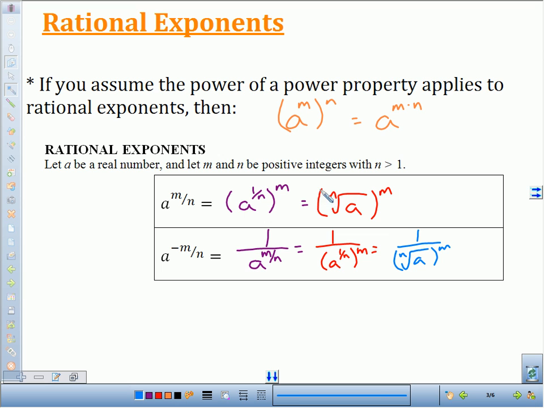We are going to get a little bit of practice converting from a to the m over n to the radical form and back and forth. It's kind of useful to notice that I have a fraction m over n, and in radical form I have the nth root raised to the mth power. So n and m. All right. We're going to see exactly how that works in some examples.